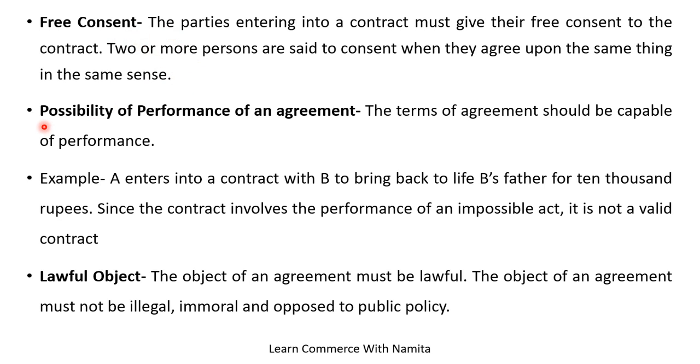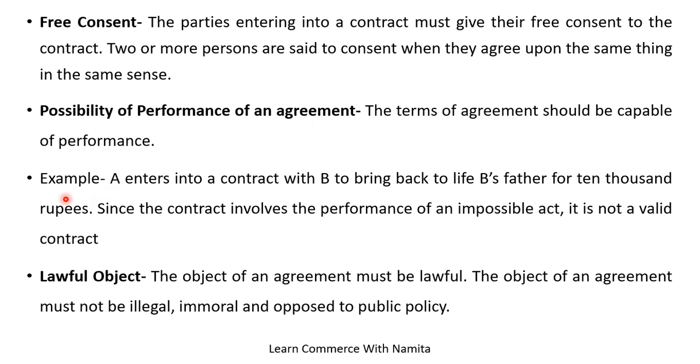Next element of a valid contract is possibility of performance of an agreement. This is very important. Possibility of performance of an agreement means the terms of agreement should be capable of performance. So whatever the agreement is there between the two parties, that agreement should be capable of the performance. It should be, some outcome should come from that agreement.